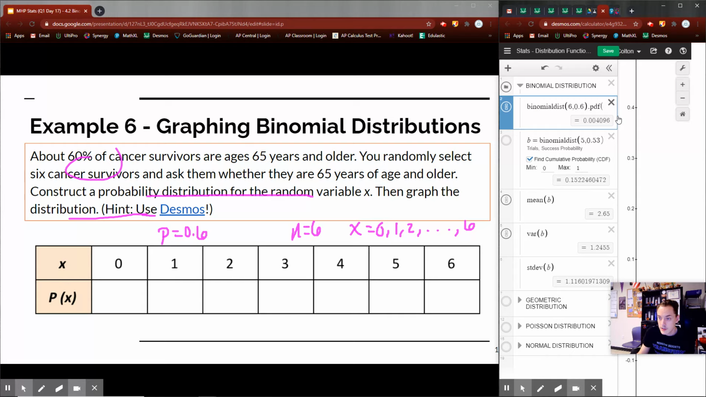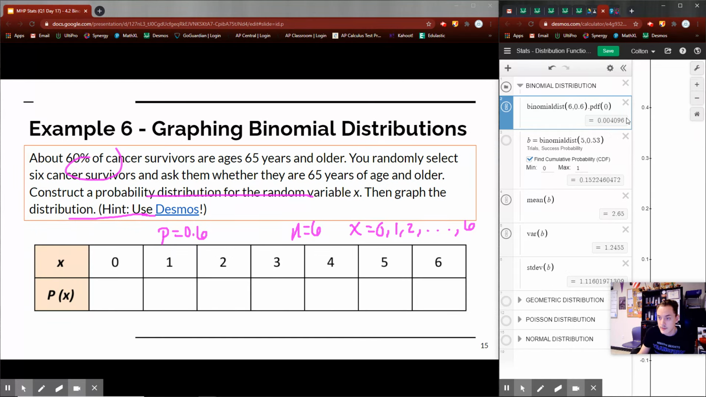So what do I have here? Okay, so now that you guys see this, I think it will be a lot easier for us to see what's happening. Right here, what I have is my probability density distribution. I want to do 0, 1, 2, 3, 4, 5, 6. My n is 6. My probability is 0.6.